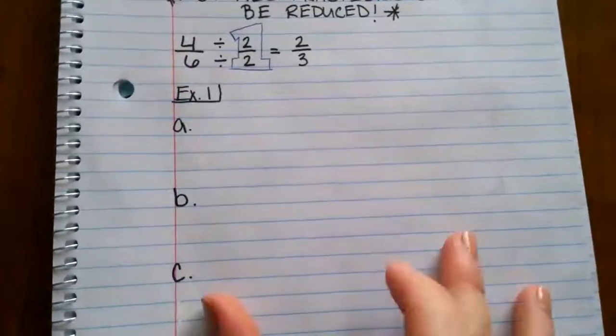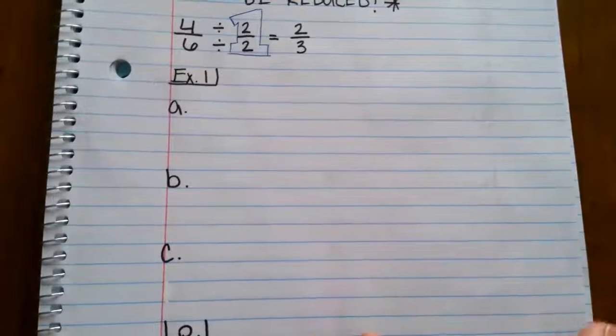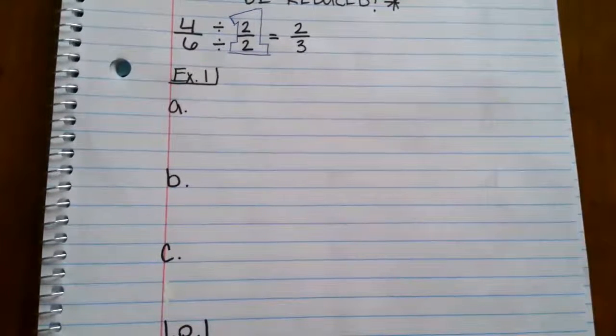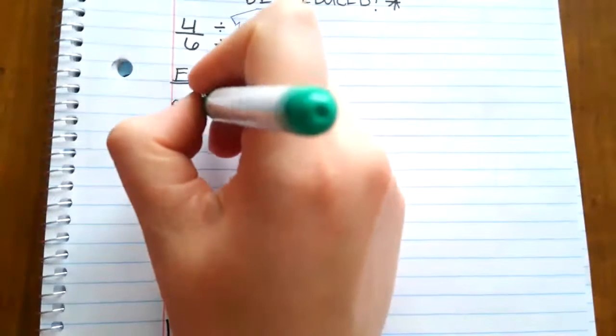Okay, so let's jump into example number 1 because it's always the easiest way to figure out what we're doing. So we need to write the reduced form of each of these fractions. So the first fraction they gave us was 6/8. So here's my fraction. I've got 6/8.